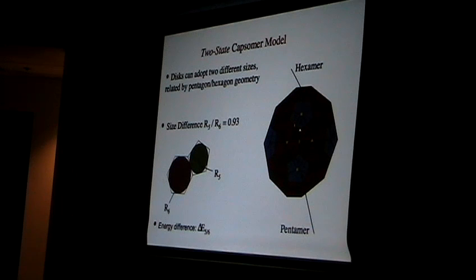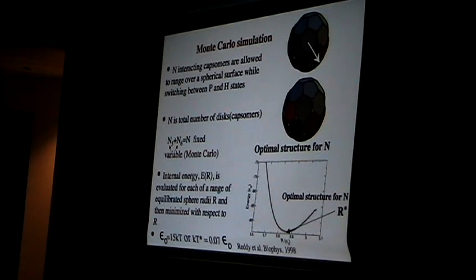So let me show you the Monte Carlo principle. I carry out a Monte Carlo simulation, fixing N, the total number of particles. So the total number of particles on the surface of the sphere is fixed. R is the radius of the sphere. So I have fixed N, but I haven't fixed the number of pentagons or hexagons, so they can switch. There are two types of Monte Carlo moves. One is that I randomly pick a capsomer somewhere and move it in a random direction.